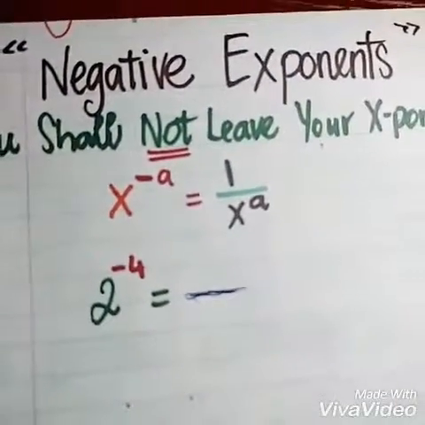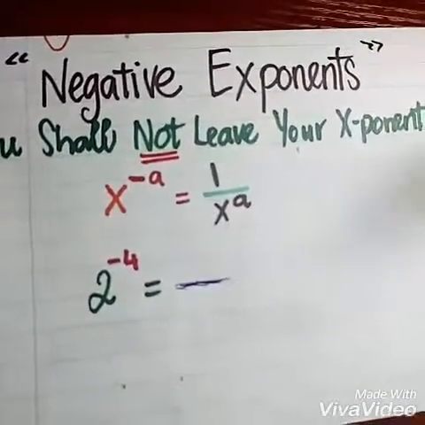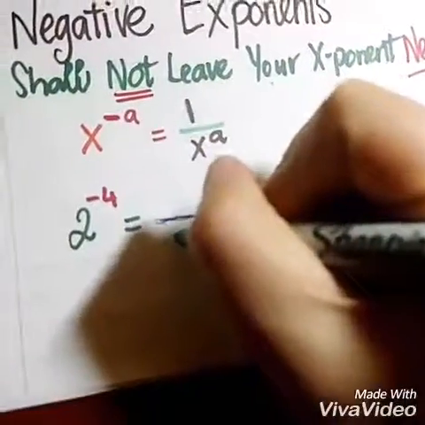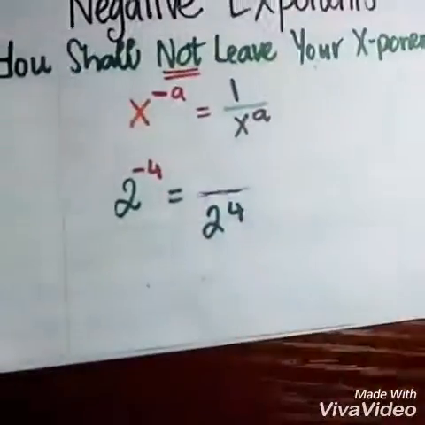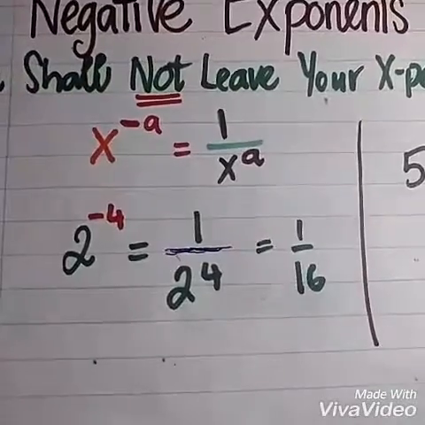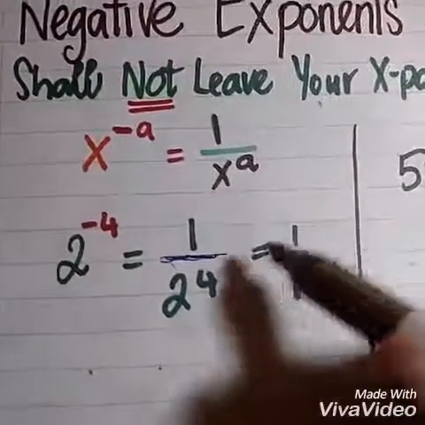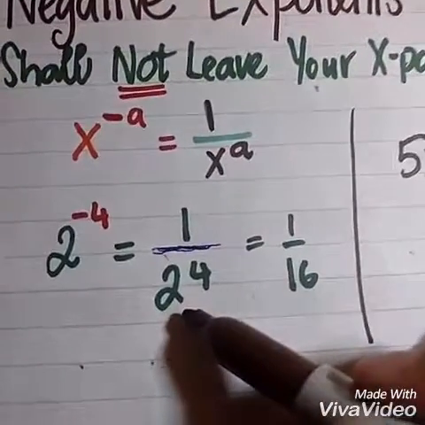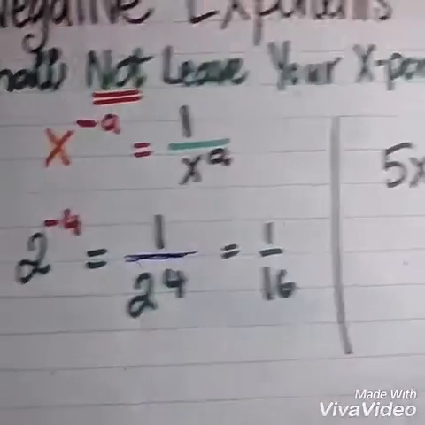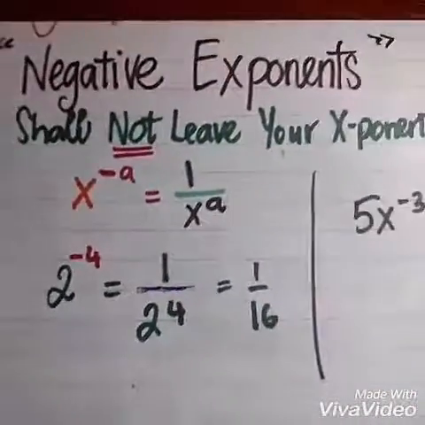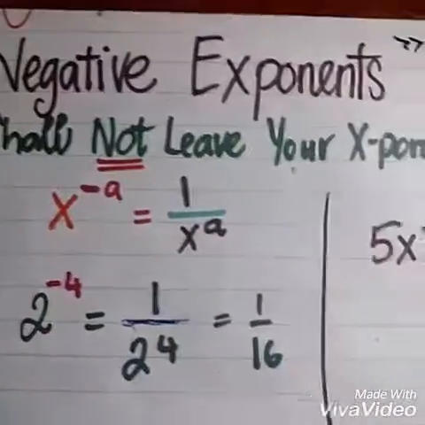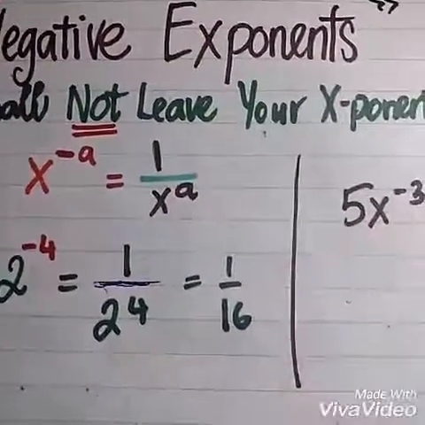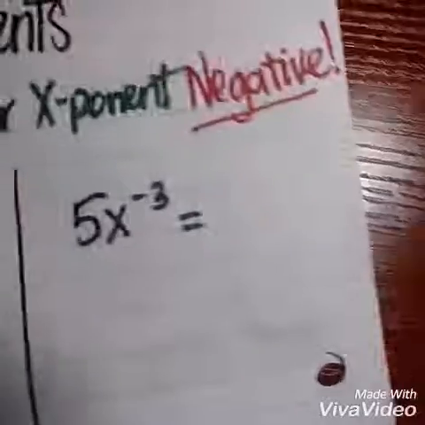Is it still on fire? No, the river already undid the fire, okay? So it just becomes 2 to the power of 4. Alright, so you move them and then you get 1 over 2 to the power of 4, okay? And if you don't believe me, you can actually put this in the calculator and check. You're going to get 1 over 16. Alright, you trust your teacher now?